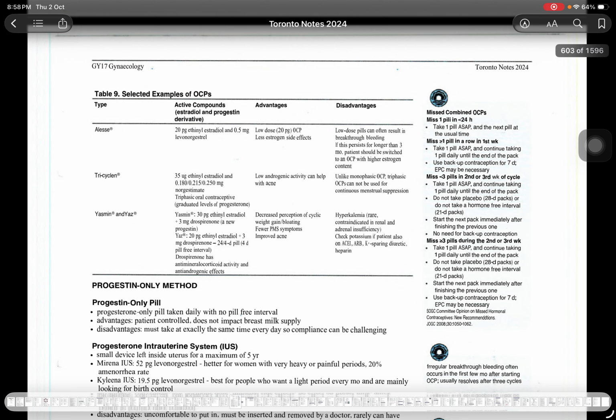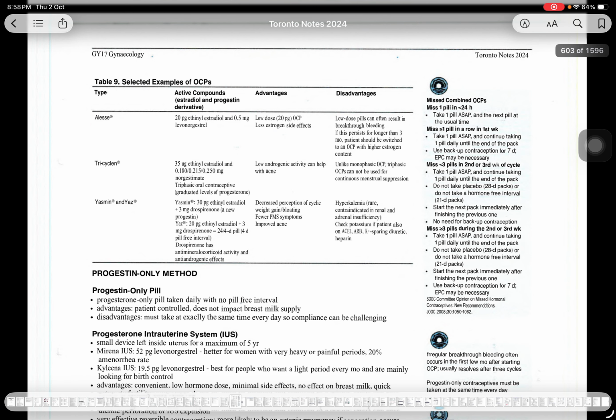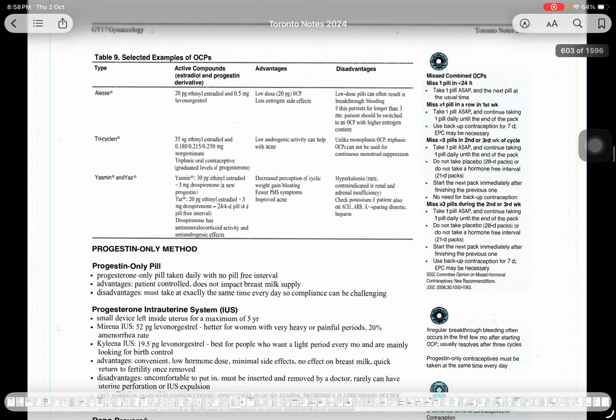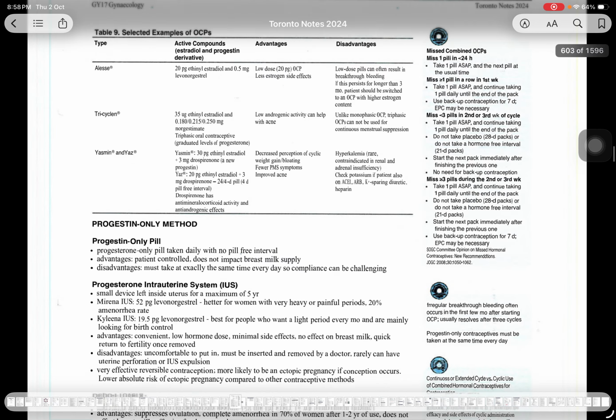Now, selected examples of OCP. The most common ones I've seen are Elise, Yasmin, and Yaz. Tricycline is another one that I've seen. The active compounds in these are an estradiol and progesterone combination, but the amounts of the different hormones are different. Elise has 20 microgram of ethinyl estradiol and levonorgestrel 0.5, whereas Tricycline is 35 along with triphasic oral contraception, graduated levels of progesterone. Yasmin has 30 microgram of estradiol and 3 milligram of drospirenone, a new progesterone.